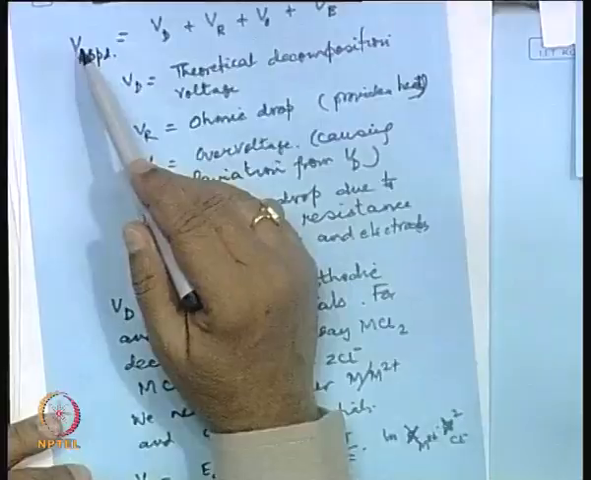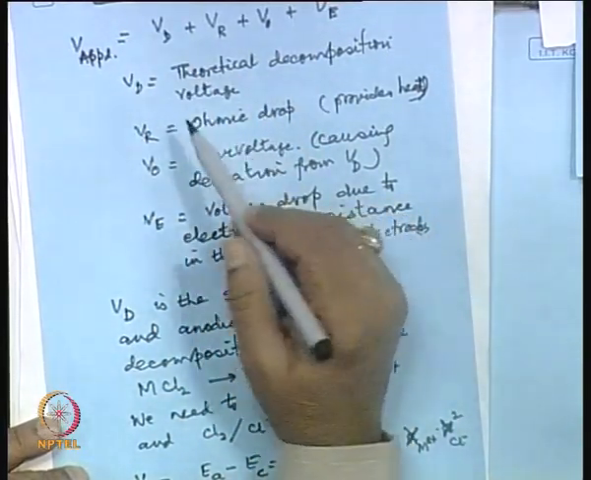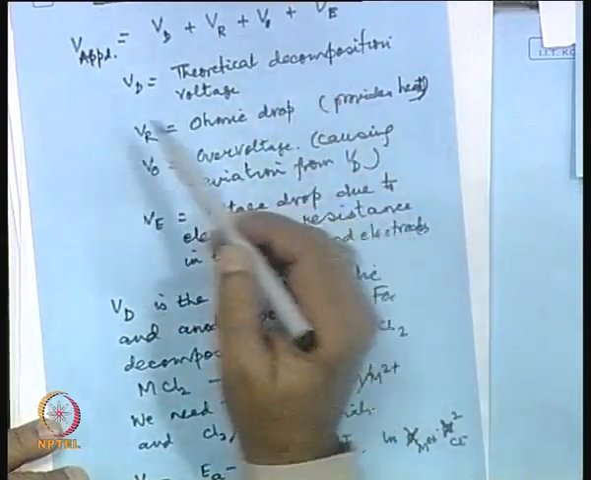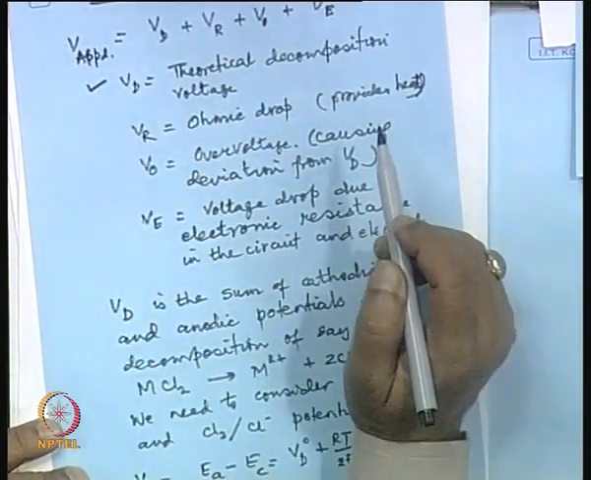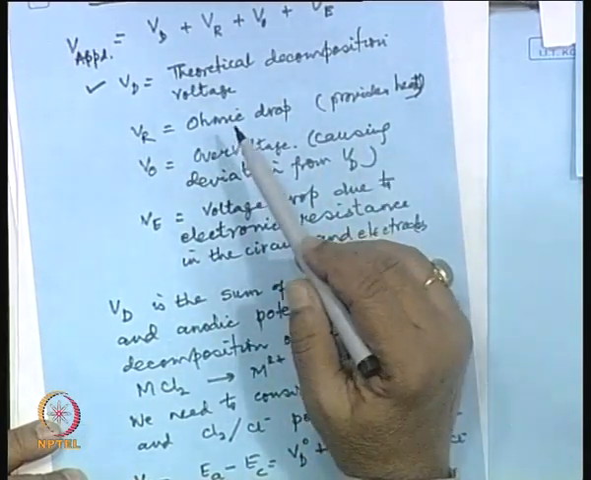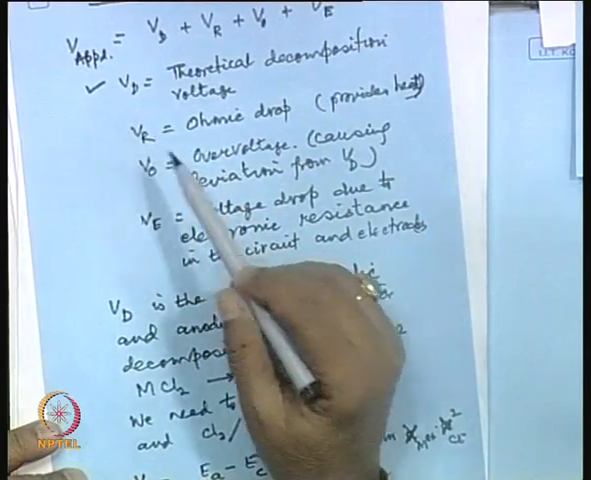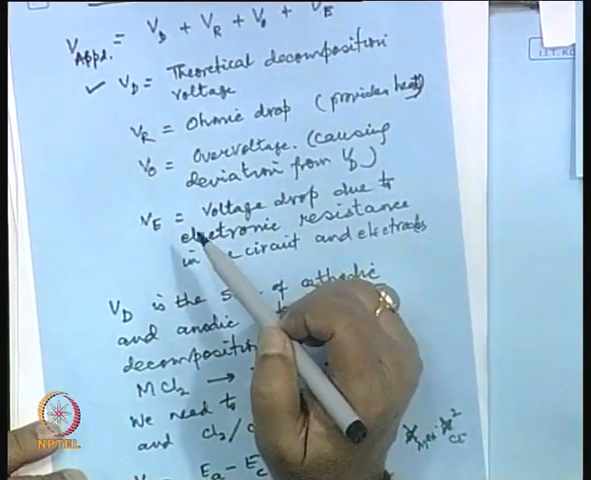The expression is that the applied voltage is the sum total of 4 terms. First, of course, is the theoretical decomposition voltage, which you must exceed to decompose the metal. Then there is an ohmic drop, there is a resistance in the bath, because of which there is a voltage drop called V sub r.